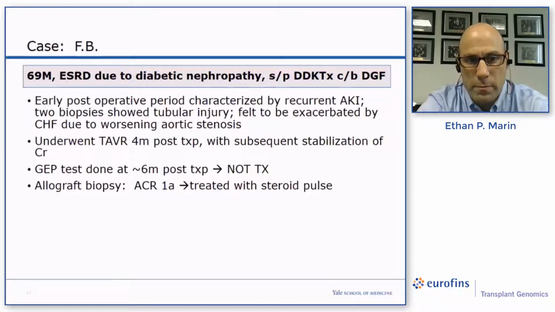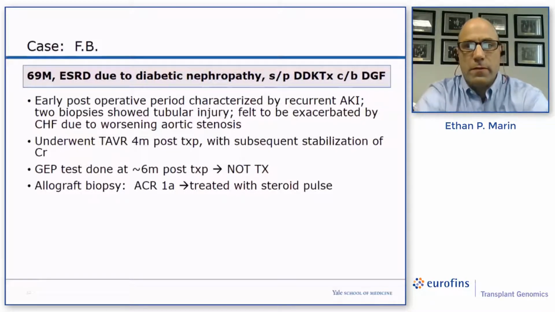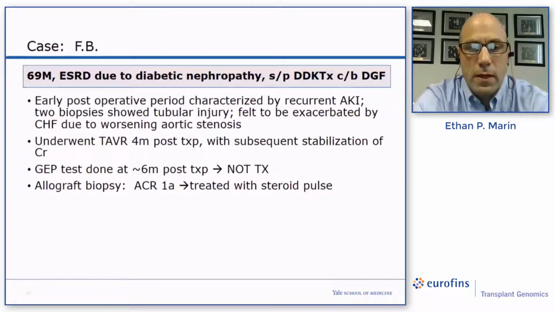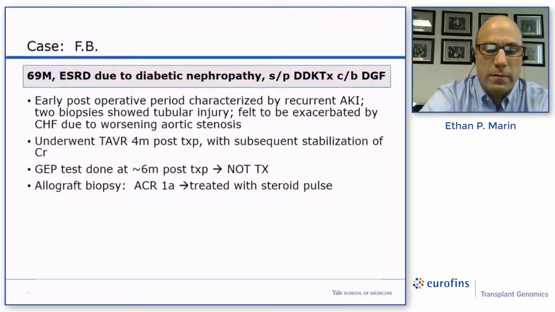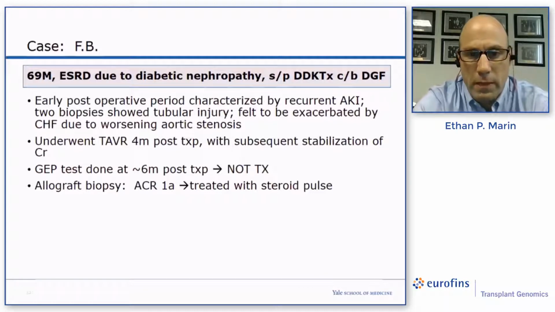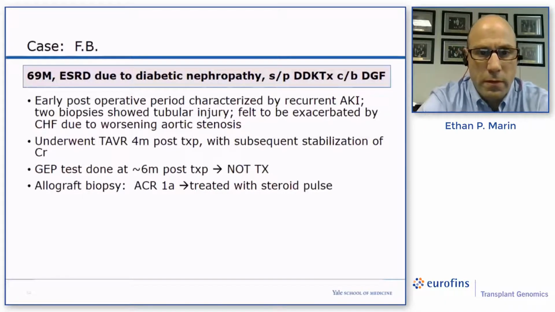So as the 6-month time point rolled around, we proposed a protocol biopsy to this patient who was already somewhat gun shy after having had 2 prior biopsies, and he was not enthusiastic about doing yet another biopsy. So we ordered a gene expression profile test at that 6-month mark, and it returned as not TX, suggestive of a possible rejection. Sure enough, we did a biopsy, and it came back as acute cellular rejection, BAMF class 1A, and he was treated with a steroid pulse.